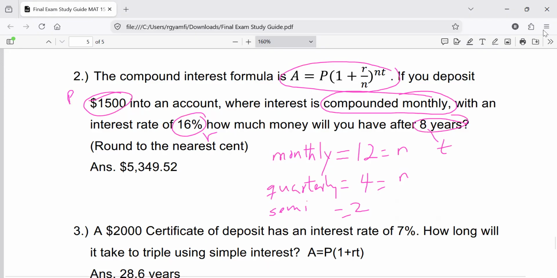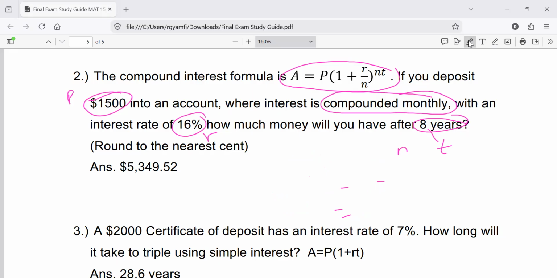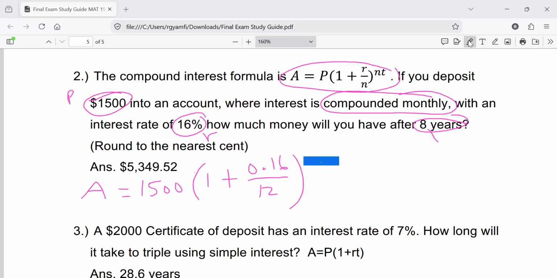So we've got all our values ready, so we've got to plug them in. This is going to give me A, which is the amount in the account after 8 years. A equals 1,500 times (1 plus 16% divided by 12), and then you've got 12 times 8 years.